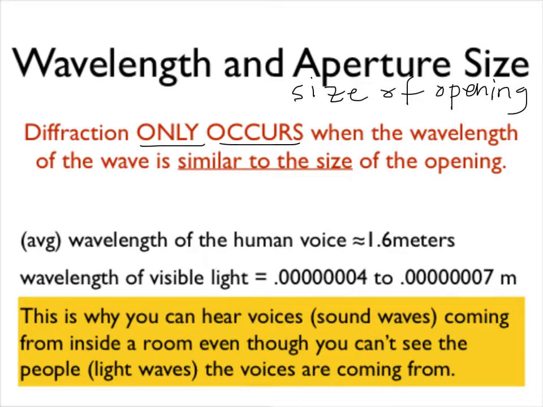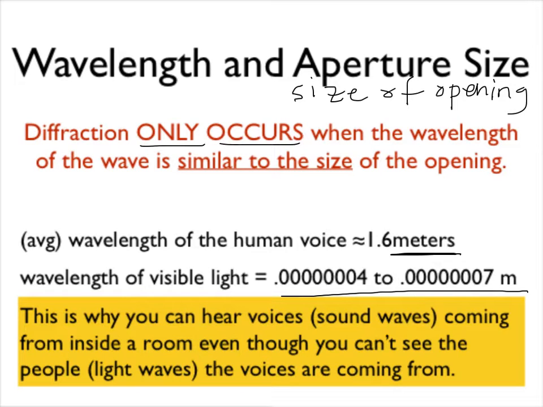The reason why you can hear the results, but you can't see what's going on in another room, is because the wavelength of light waves and the wavelength of sound waves are very different. The wavelength of light waves is in the nanometer range. It ranges from 400 nanometers to 700 nanometers, whereas sound waves are in the meter range. It takes 1 billion nanometers to equal 1 meter.